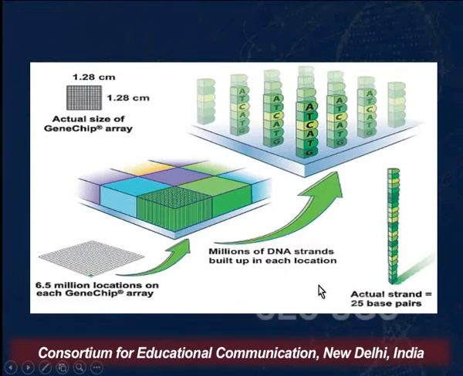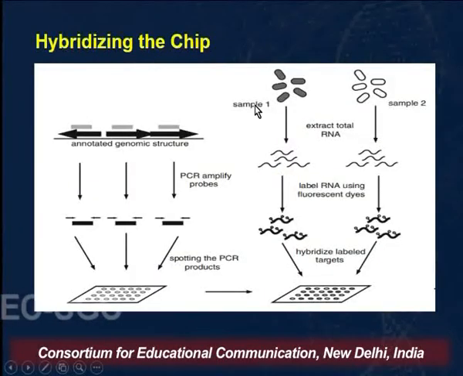So this is how the chip looks like. This is how the location of the position of the DNA oligomers looks like. These are the DNA oligomers at those locations, and these are the DNA sequences that are shown here. So this is how the chip is built.